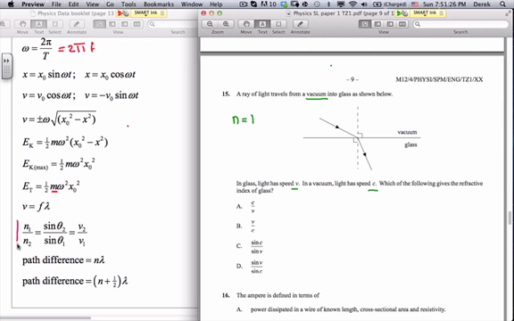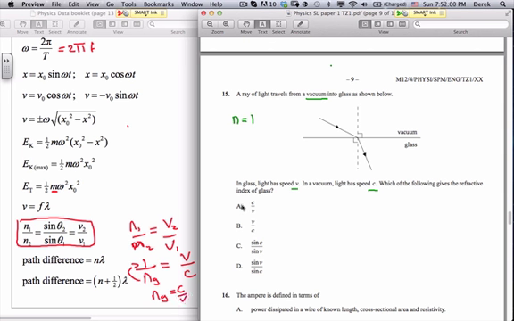Now we're going to be using this formula, n1 over n2 is equal to v2 over v1. Now if we have this n1 as our vacuum, it would be 1 over n2, which will be our refractive index of glass. So that would equal v2, that would be my v over c, and then I'd have to invert both sides, so I'd get my n of glass is equal to c over v. So A is going to be your correct answer there.